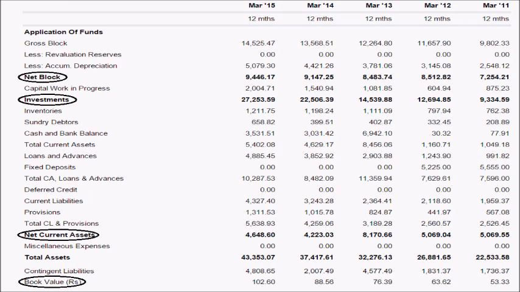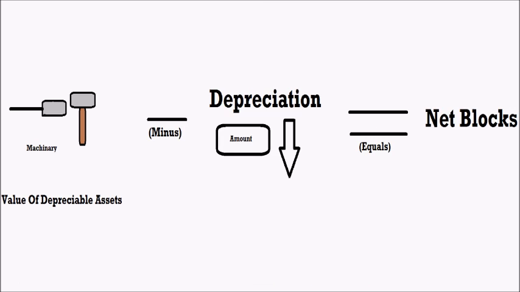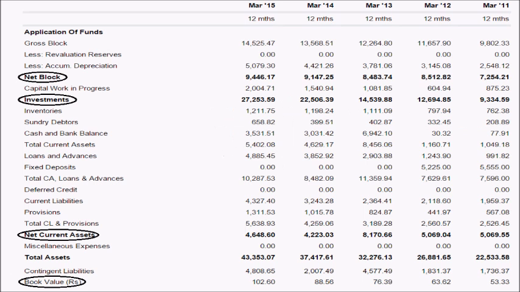Under assets the first section we have is gross block. The gross blocks are the value of all the depreciable assets before depreciation. Next we have less, accumulated depreciation. This value represents the total depreciation of the depreciable assets. And next is net blocks, which is the present value of the asset after subtracting depreciation.